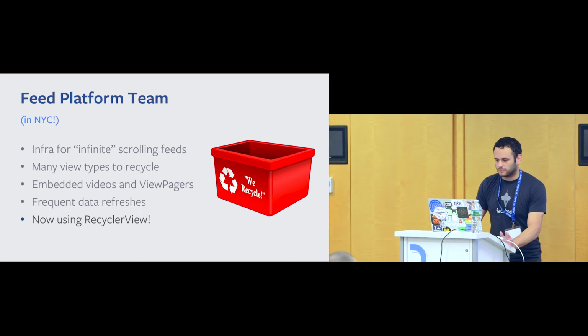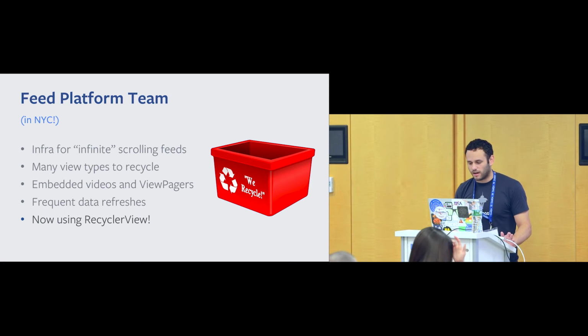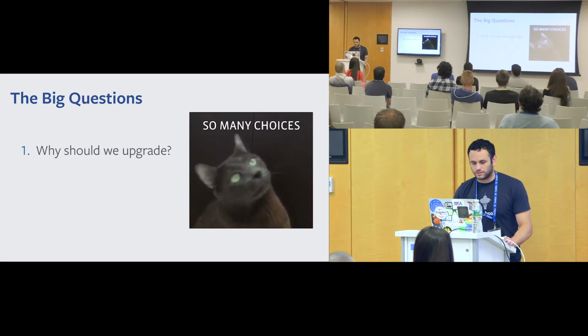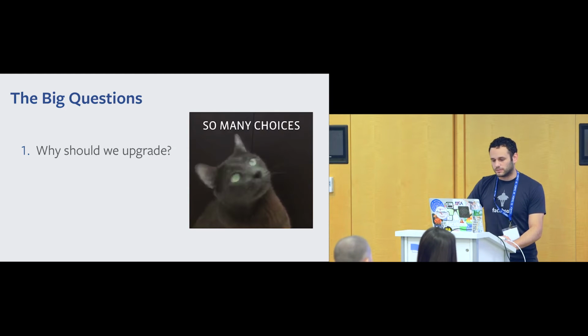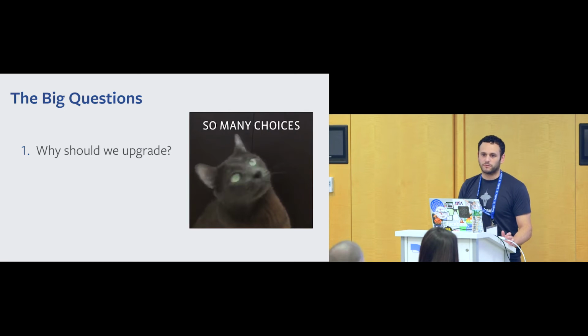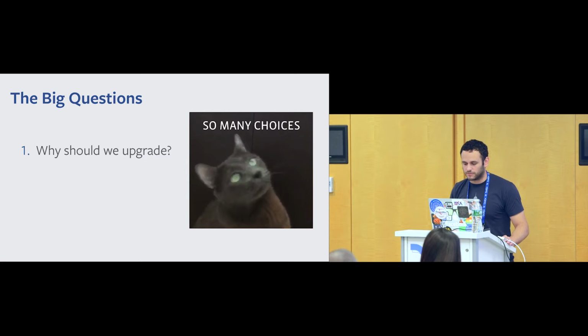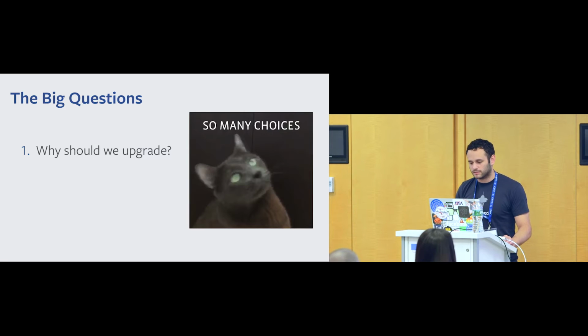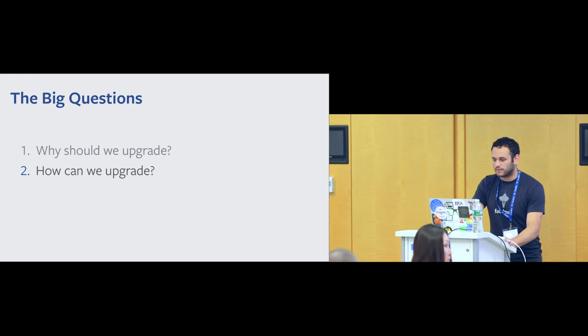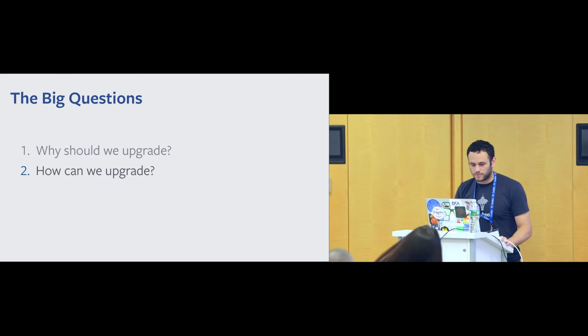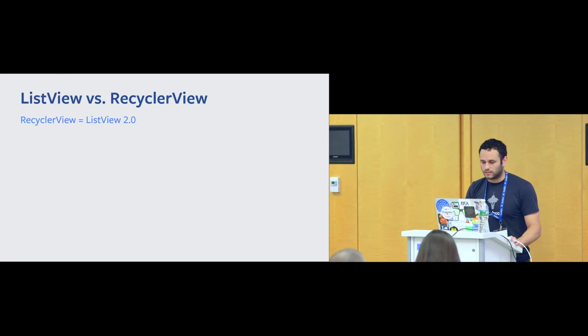And now with the efforts of my coworkers, Omer, Jason, and Jingbo, we've updated the feed architecture from ListView to RecyclerView. So this was a pretty big investment for us. And before we got started, we had some big questions. The first one being, why should we upgrade? How exactly is RecyclerView different than ListView, and what are we going to gain by using it? And then the second question is, how are we going to go about this upgrade given the size of our code base? So let's start with some of the differences between the widgets.